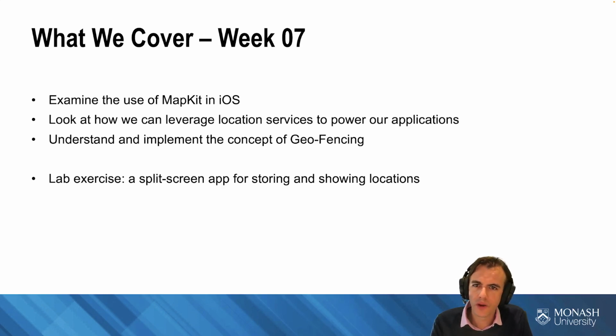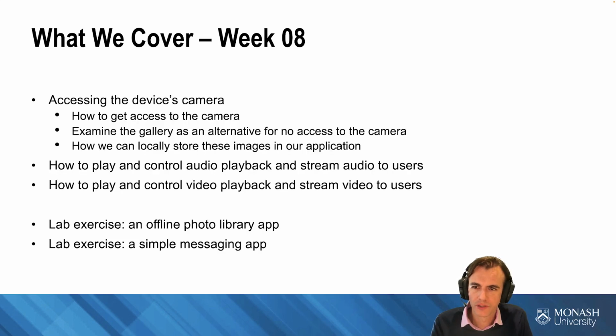Week 7, where it starts to get optional and the lab exercises are no longer assessed, we look at MapKit, we see how we can use location services, and we see how we can make use of geofencing to be notified when the user enters or leaves a location. And the lab exercise is a split screen app for storing and showing locations.